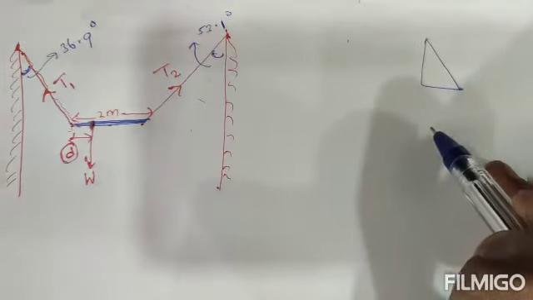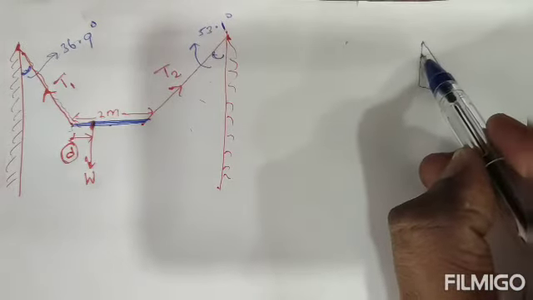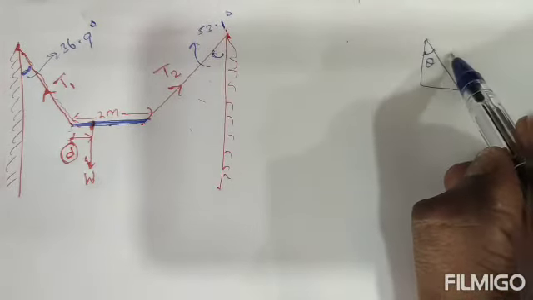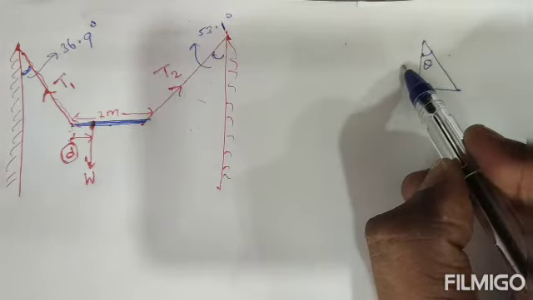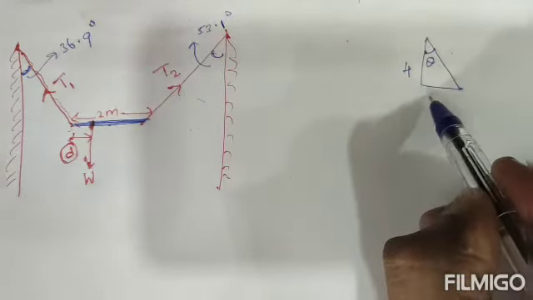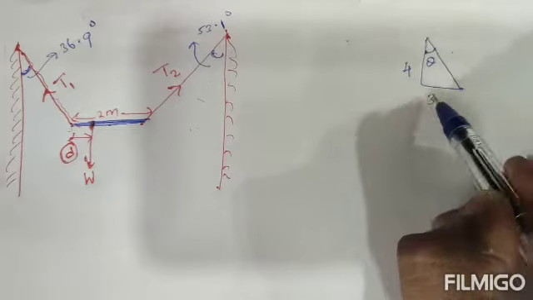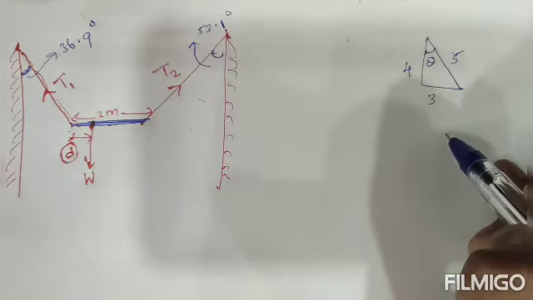Listen, let's take this triangle. In this triangle, for example, the angle is theta. Then here the side is 4, this side value is 3, and the hypotenuse value is 5.